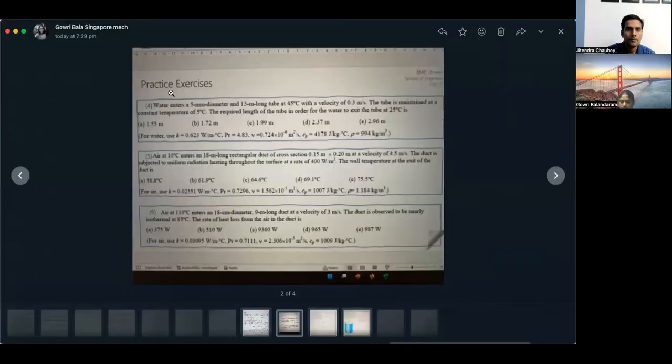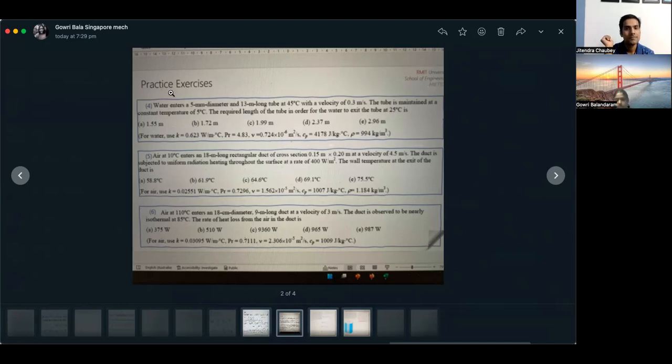The next question is question number 5. Air at 10 degrees Celsius enters an 18-meter long rectangular cross-section duct. The duct is subject to uniform radiation hitting throughout the surface. Okay, see, this is the case which has Q constant.